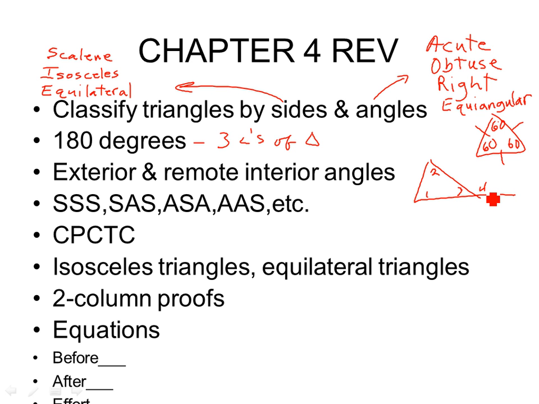Which angle is an exterior angle? 4. All right, 4 is an exterior angle. Which two are the remote interior angles? 2 and 1. Remember, they're the two angles on the inside of the triangle that are away from the exterior angle. And you know that angle 1 plus angle 2 has to equal angle 4. The two remote interior angles have to add up to equal the exterior angle.